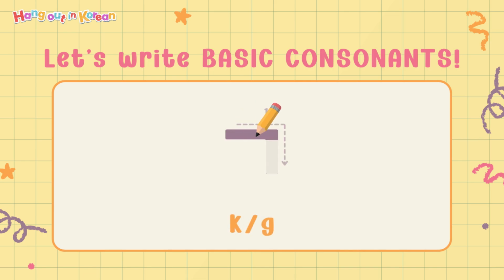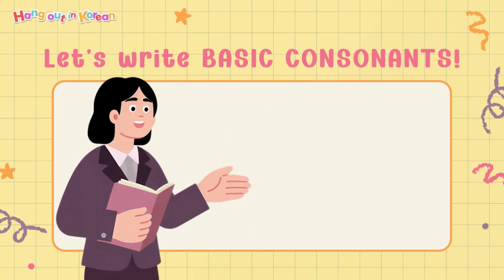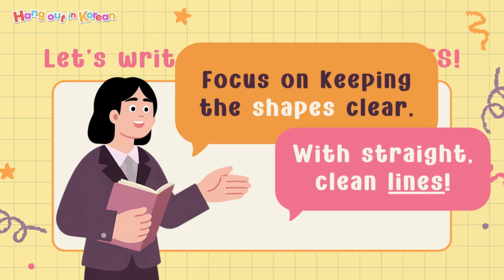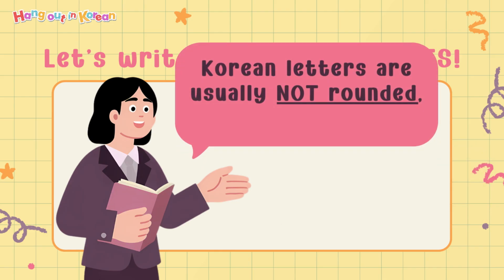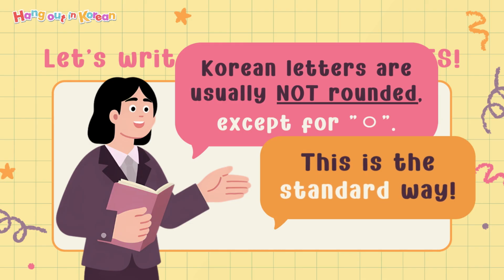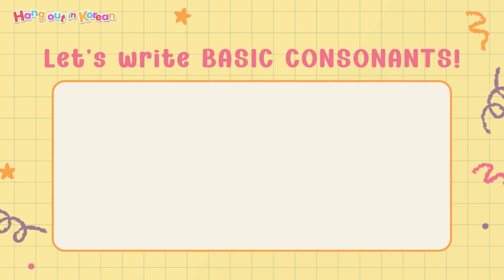Kiok. Across, then down. Take your time with these. Focus on keeping the shapes clear and with straight, clean lines. Korean letters are usually not rounded, except for iung, which should be a smooth circle. This is the standard way of writing, although handwriting styles may vary slightly. Nieun. Down, then across.